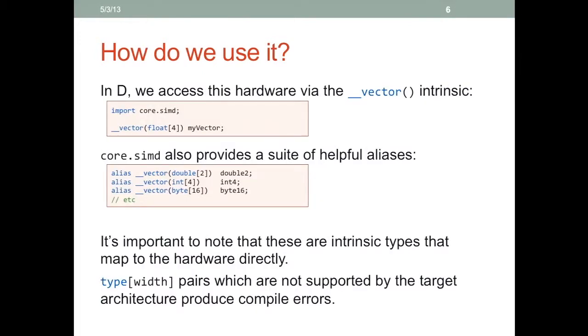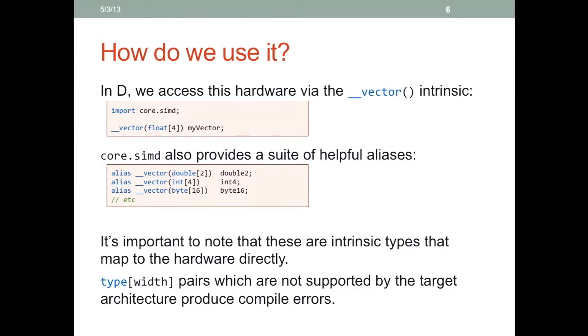So in D, we access this hardware, or at least the registers, via this __vector intrinsic, which has recently been added. We import core.simd, and then we can declare a __vector along with a short array declaration, which is of the appropriate length to fit the size of the register we're targeting. In this case, 16 bytes, 4 floats. So core.simd also provides a bunch of helpful aliases. For instance, double2, int4, which make your code look a whole lot nicer. Really good.